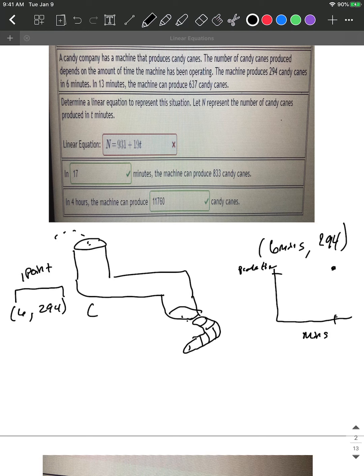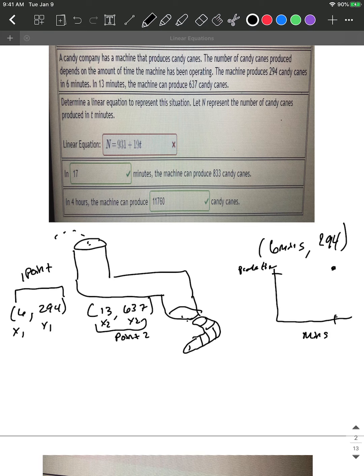Then we have another one that tells us 13 minutes produces 637 candy canes. So now this is coordinate point 2. At this point, we can go ahead and find slope. You may be asking why? Well, this is x1, y1, x2, y2. This is my change in y's and my change in x's. This is what the rise over run is going to look like.